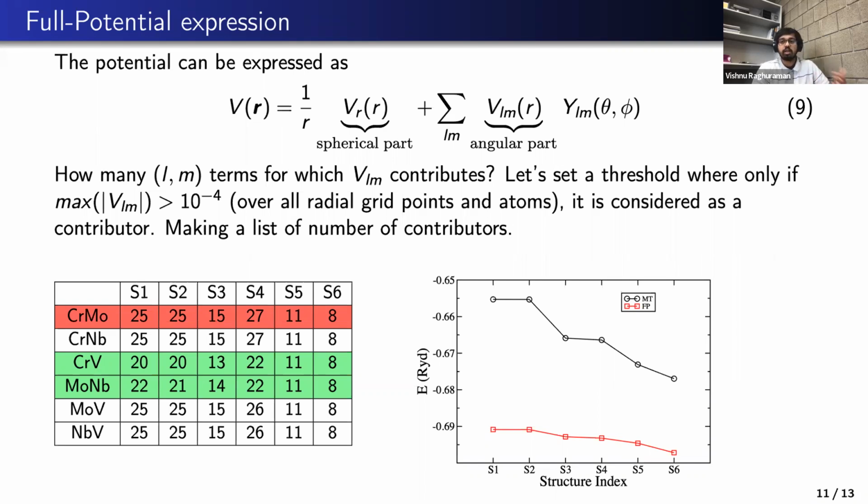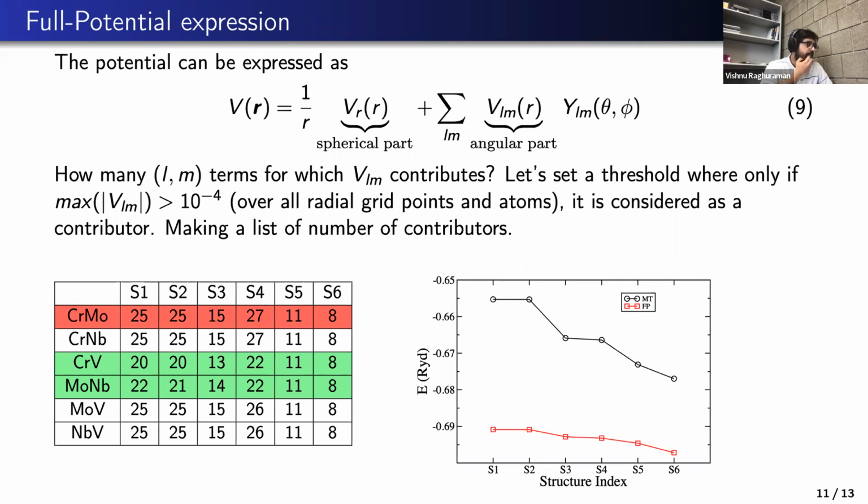As an initial test, I set a threshold: if for any LM, at any radial grid point for any atom, the absolute value is greater than 10 to the power minus 4, I consider that particular VLM to contribute, and I ignore anything that doesn't satisfy this criterion. And then I made a table of the number of LM components that actually contribute.